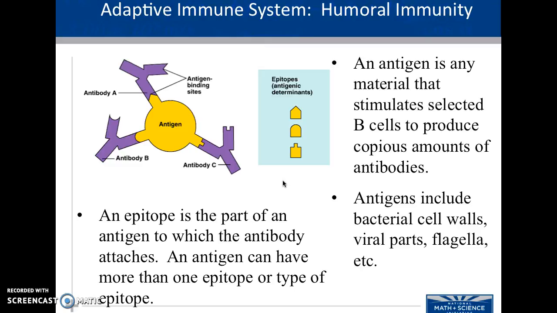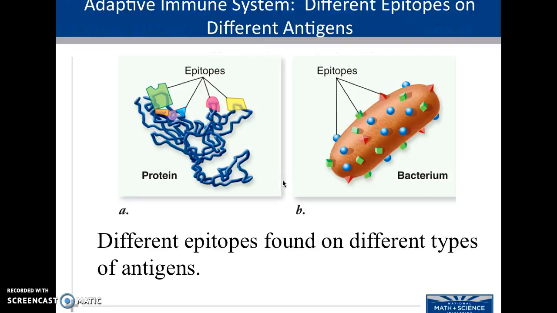An epitope is the part of the antigen to which the antibody attaches, and so B cells make these antibodies, and then the antibodies attach to the antigen. An antigen can have more than one epitope or type of epitope, and so it can have multiple areas that the antibody can attach to.